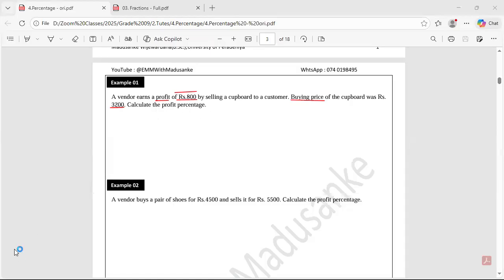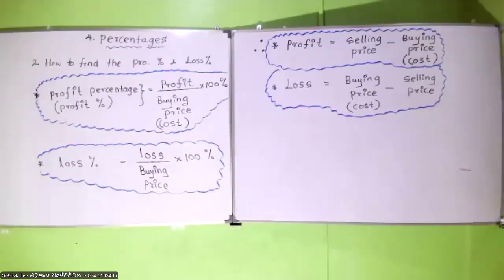You know how to do that now, but I will do this on the board. Please highlight this: profit is 800 rupees, buying price is 3,200 rupees. Please mark them. This is the most important data that you need to identify.